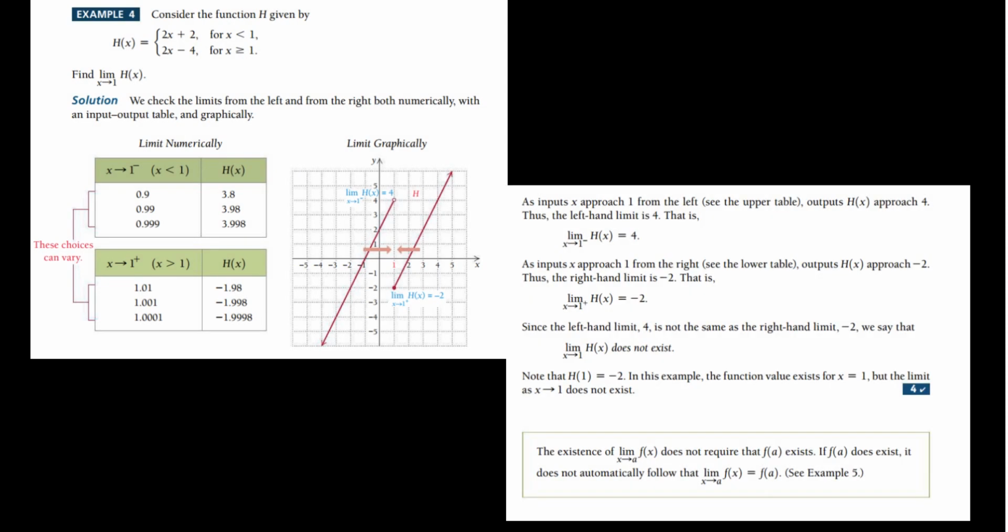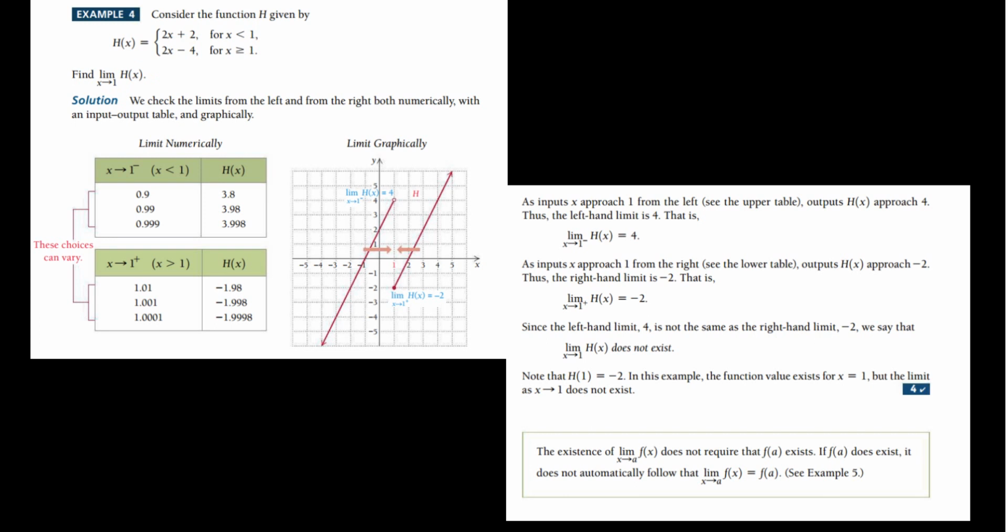All right, so starting from the top, consider our example. Consider the function h. Okay, this is h of x. The function's name is h, and the variable is x. All right, so h of x is 2x plus 2 for values of x that are less than 1, and 2x minus 4 for values of x that are greater than or equal to 1. Okay, we want to find the limit as x approaches 1 of our function h of x.